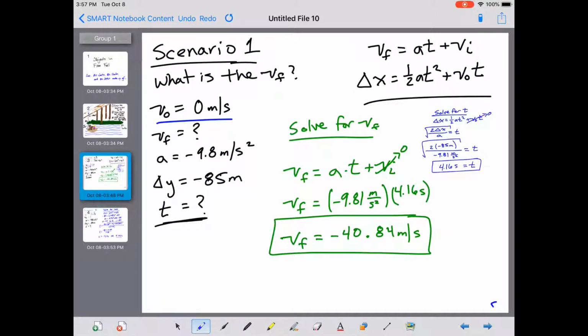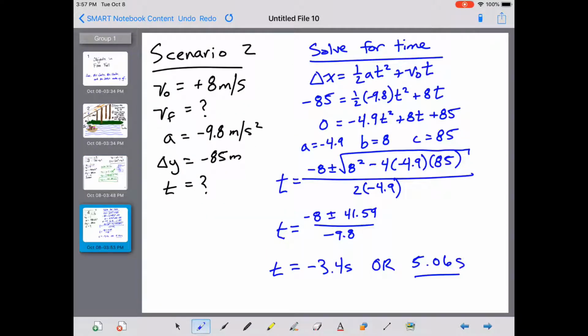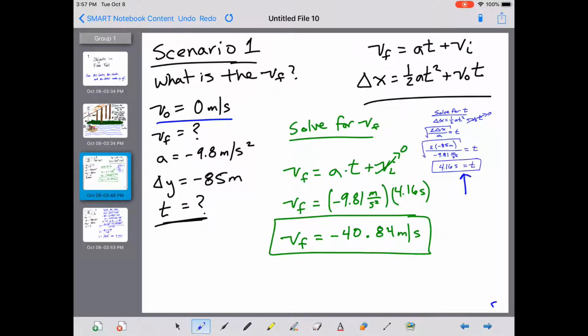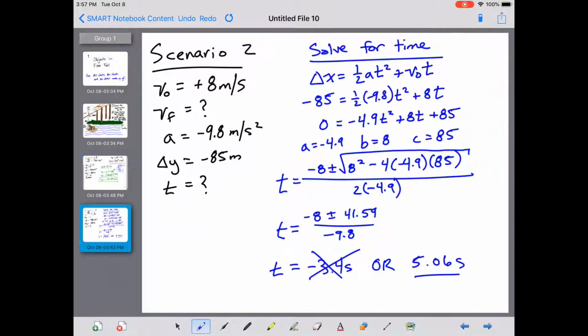All right. Now let's look at what we had expected. So negative time not going to work, so we're going to cancel that out. 5.0 seconds is greater than what we got in the previous problem, so that makes sense. So 5.06 seconds sounds pretty good for my time. All right, but we're not done yet. So let's see if I can do this quicker this time.